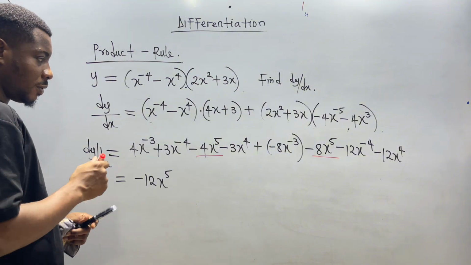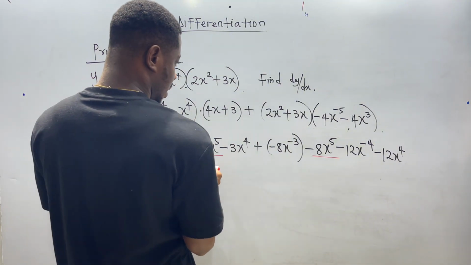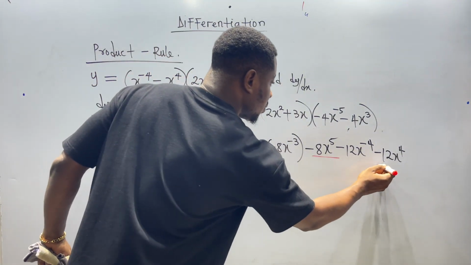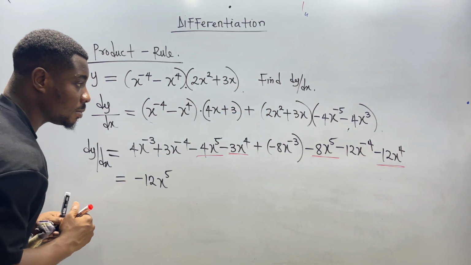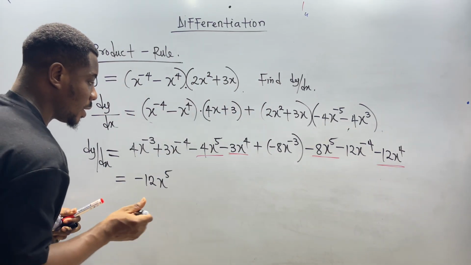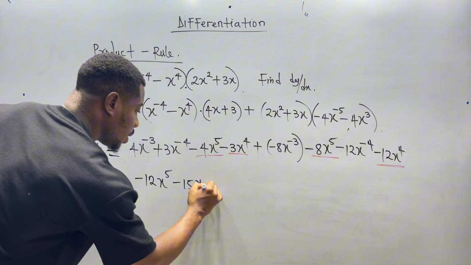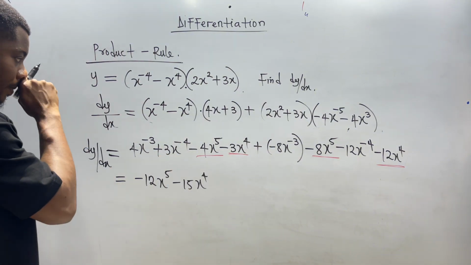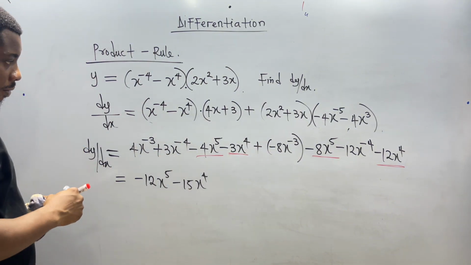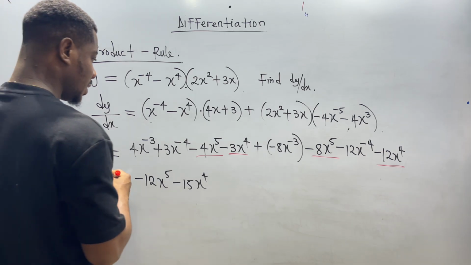Let's talk about the power of 4. This guy and this guy have the power of 4. So let's work with them. Minus 3 minus 12 gives us minus 15x to the power of 4. Then again, we have the power of negative 3.